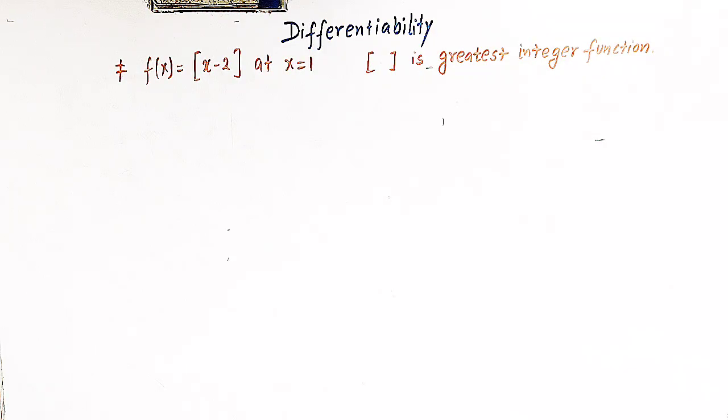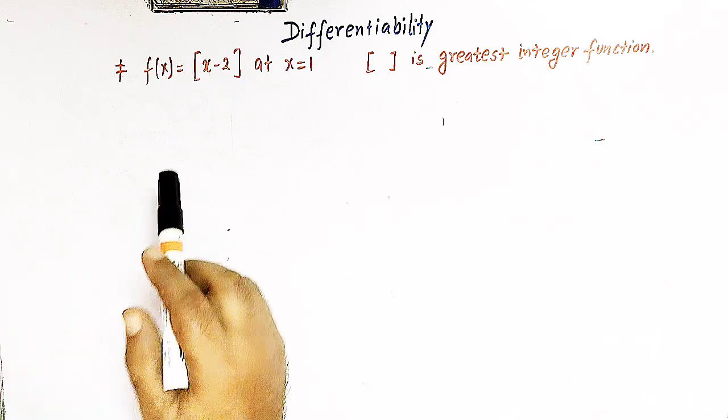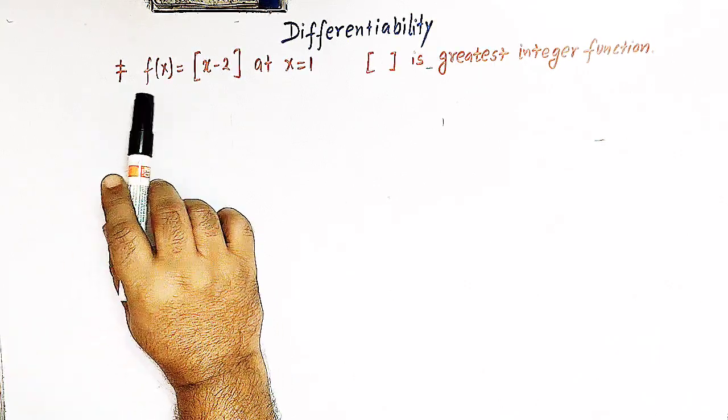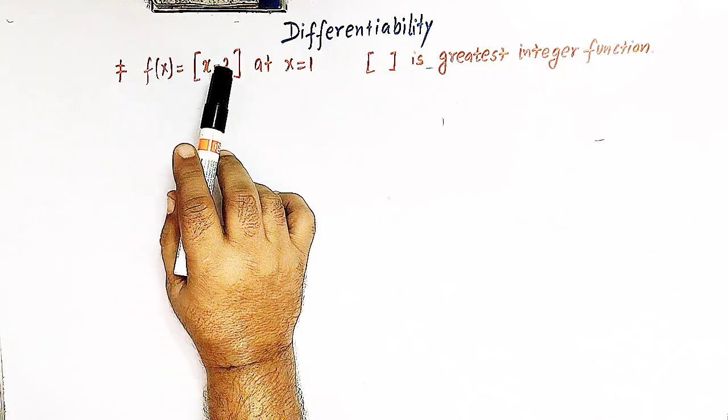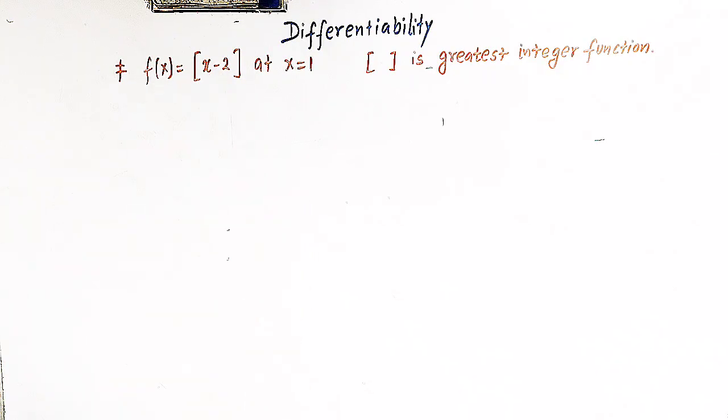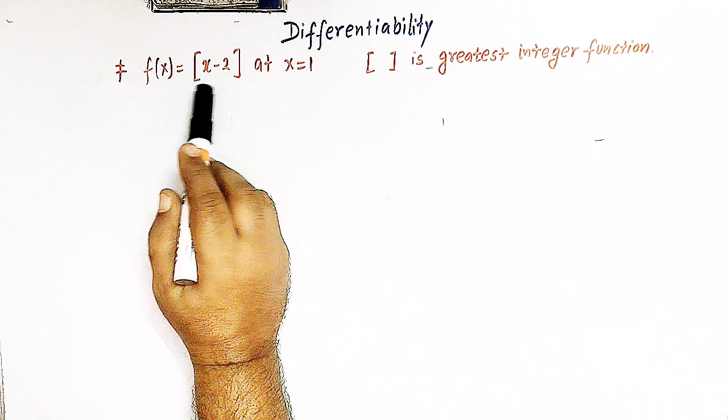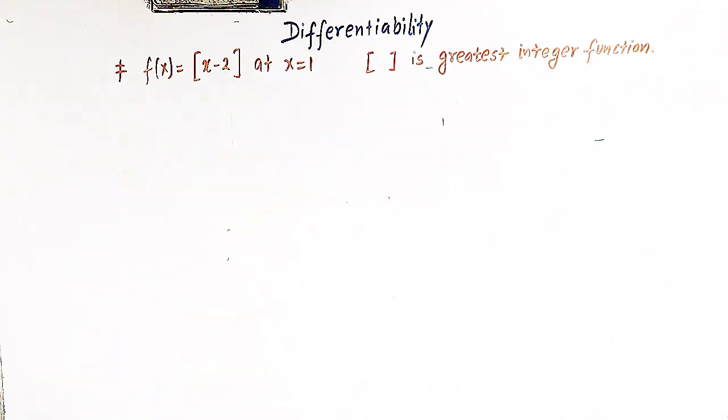Hello, viewers. In today's session, we are going to discuss an important conceptual problem from differentiability of functions. In this class, we are going to discuss a problem in which we are given a function f of x equal to greatest integer of x minus 2, and we have to examine the differentiability of this greatest integer function at the point x is equal to 1.